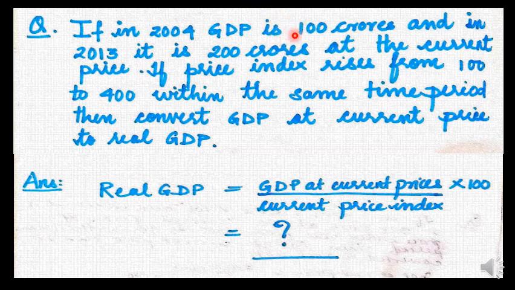Do not get confused. We ignore this value. We do not need it to solve the question. We only need to take the current value of GDP of the year 2013 and the current price index, substitute them in the equation, and get the real GDP. So you will do this part on your own. I hope I have explained and you have understood how you have to solve this question.